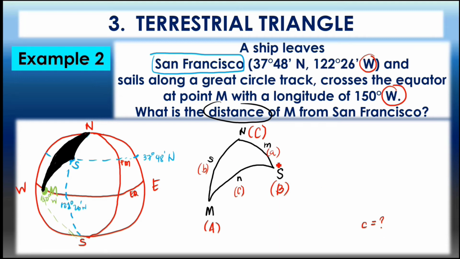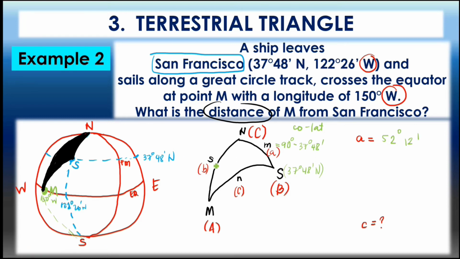Based on the illustration that we have, we can actually solve for the small a by considering the coordinates. We're going to use the colatitude. If the latitude of San Francisco is 37 degrees, 48 minutes north, it means that the small a is equal to 90 degrees minus the latitude, 37 degrees, 48 minutes. Then you just use your calculator, DMS, same as what we had a while ago. So the measure of A is 52 degrees, 12 minutes.